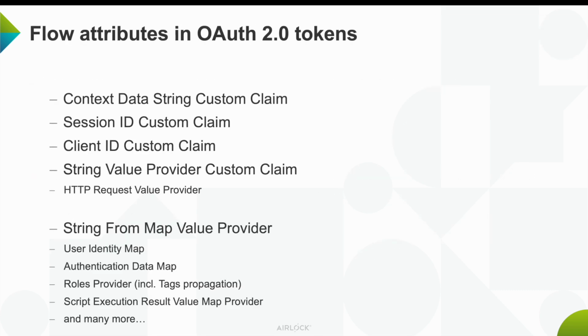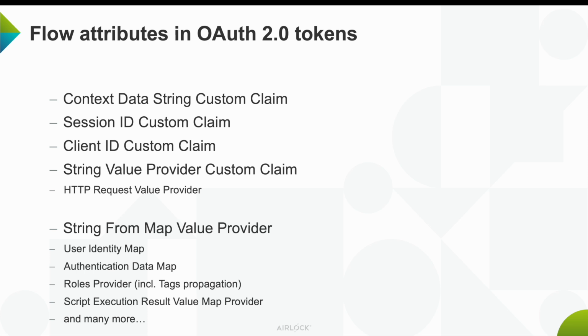The last topic in OAuth and OpenID Connect hopefully is also going to be very useful for you. And it's about the content of tokens that we're issuing. We've already supported context data string custom claims. So you could add claims from context data. You can add claims from session ID and client ID. And there's two new things. The string value provider custom claim now allows you to configure an HTTP request value provider. So basically you can add any type of HTTP header that came with the request as a claim to your ID or access token.